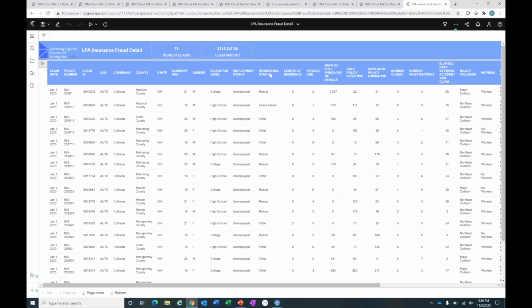You have the high level executive dashboard view that gives you the picture of fraud at a company level, and then we can get to the detailed report where we can see at the policy level some good information about the policyholder, the claim information as well that can be used by the folks on the front line.